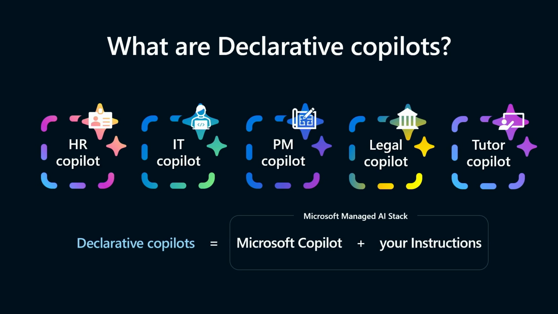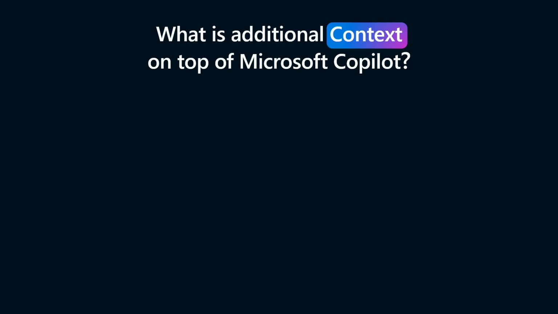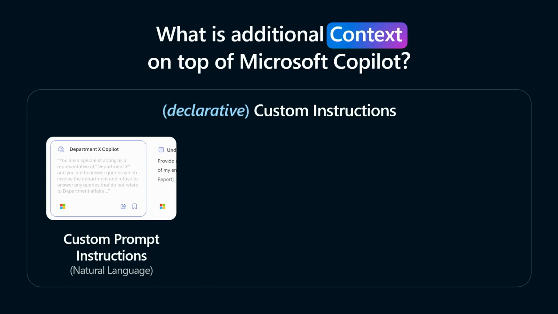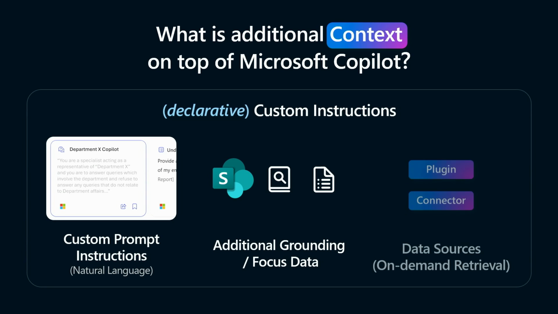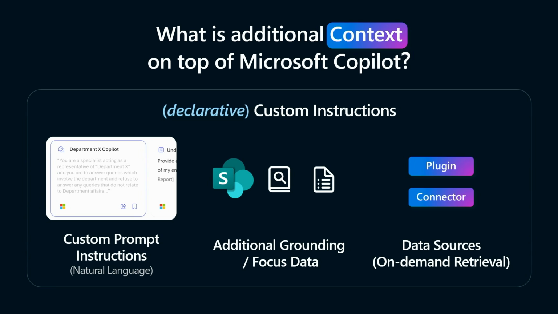Effectively, they are Microsoft Copilot plus your instructions, which in reality just gives Copilot more context to do generations that are more relevant to you. What's important to also note is that this context is actually a combination of a few very simple things. These are your declarative custom instructions, and we'll look at that very shortly. Effectively, you have your custom prompt instructions, which are your natural language prompt that instantiates it. You have the additional grounding data. You can point to a SharePoint site or maybe upload new data, etc. And you also encapsulate your plugins and connectors into that one thing.